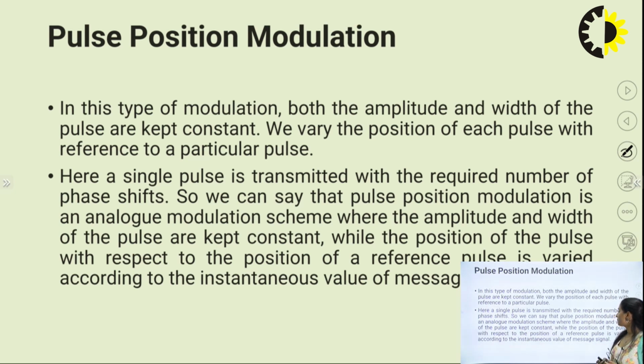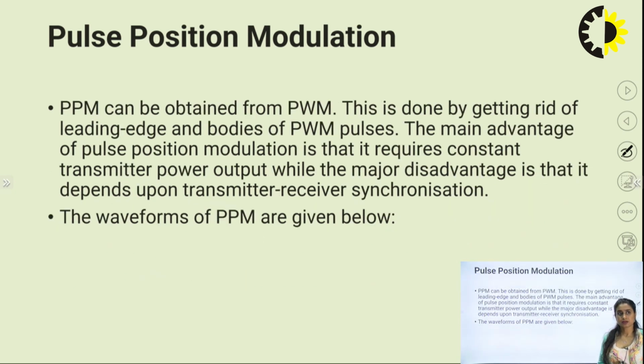So, we can say that pulse position modulation is an analog modulation scheme where the amplitude and width of the pulse are kept constant, while the position of the pulse with respect to the position of a reference pulse is varied according to the instantaneous value of the message signal, right? So let's see how it looks like. It is a well-known fact that we cannot simply draw pulse position modulation considering my message signal and carrier wave. For reference, we have to take PWM, pulse width modulation. This PPM can be obtained from PWM, not directly from message and carrier.